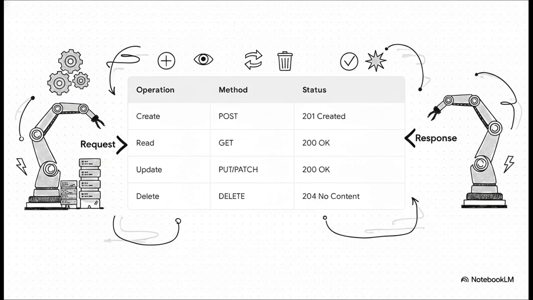The agent translates these operations into specific HTTP methods. It uses POST to create data, GET to read it, PUT or PATCH to update it, and DELETE to wipe it out. And when the server replies with a 200 OK or a 201 Created status, the agent knows its action actually worked.